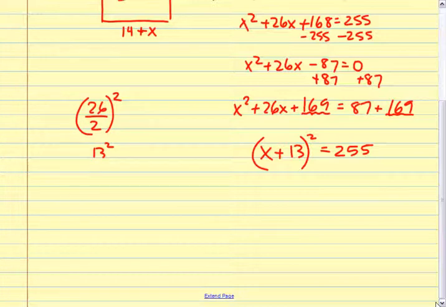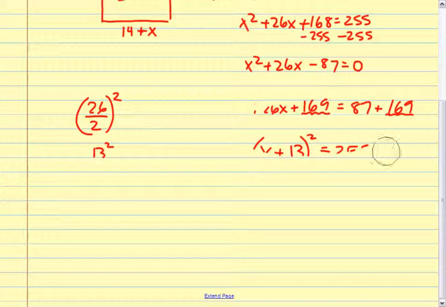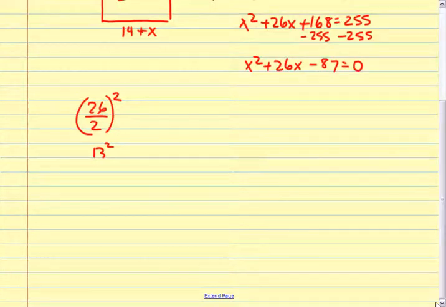I don't like that, because that's not going to come out pretty. And I want it to come out pretty. So let's go back up here and see if I can factor this thing. 87. That's going to be 1 times 87.